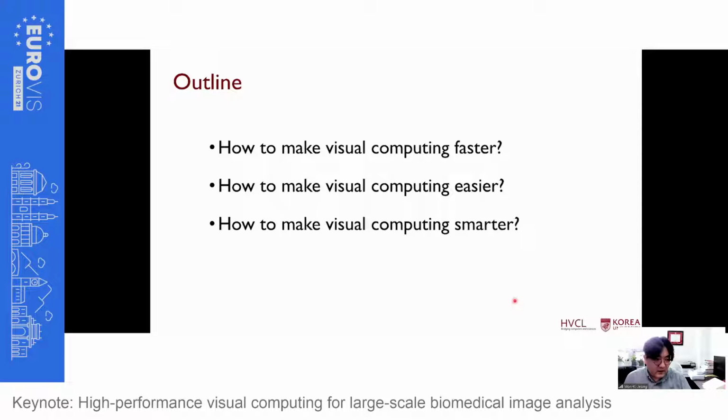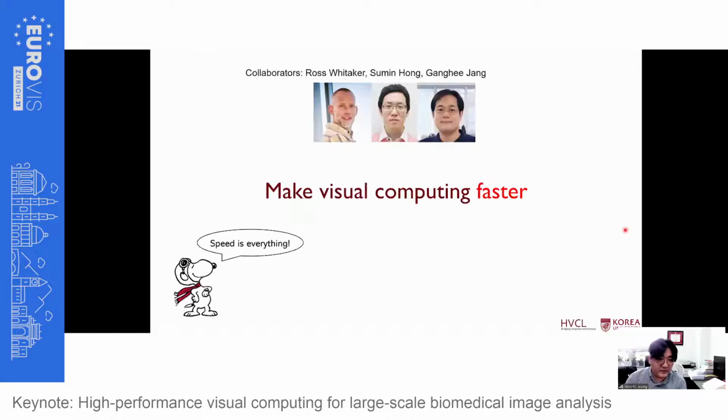In today's talk, I'll talk about 3 examples that we have done in our lab in the past related to this topic. So we're going to talk about how we can make this computing fast. And also we're going to talk about how we can make this computing not only fast, but easier. I'm going to talk about why easier is important here later. And we're also going to talk about how we can make computing smarter. So those are the 3 topics we're going to talk about.